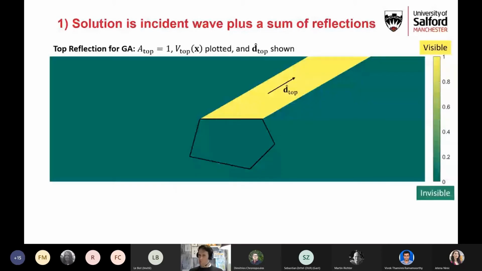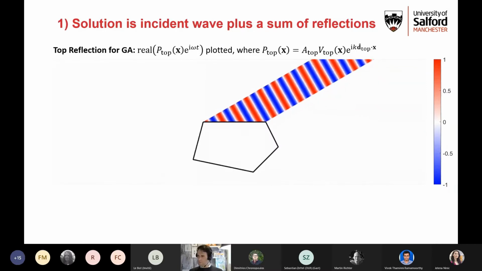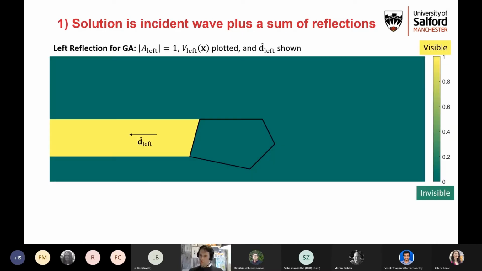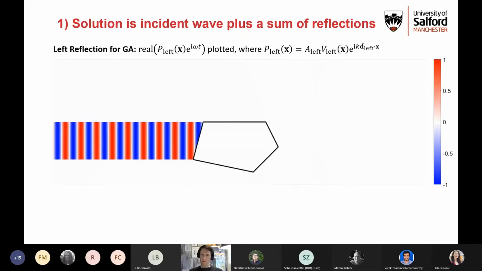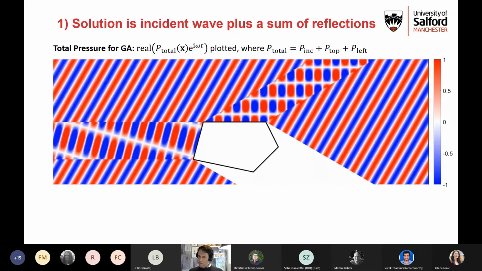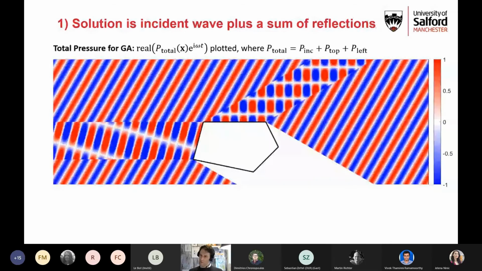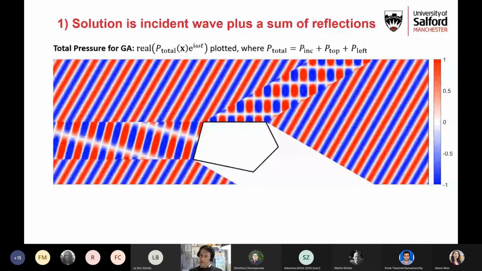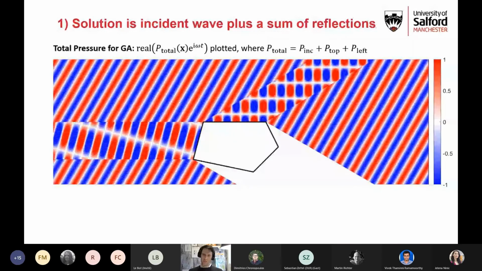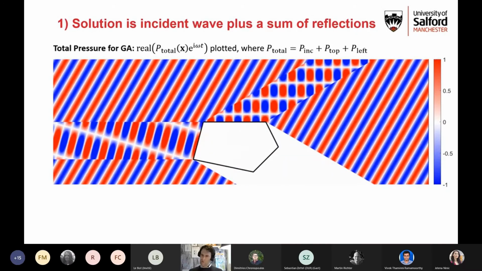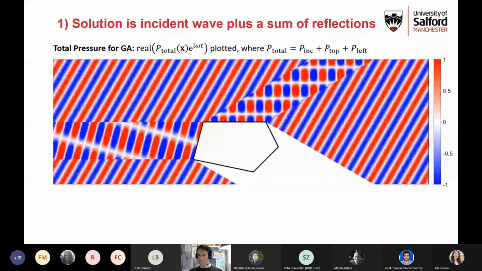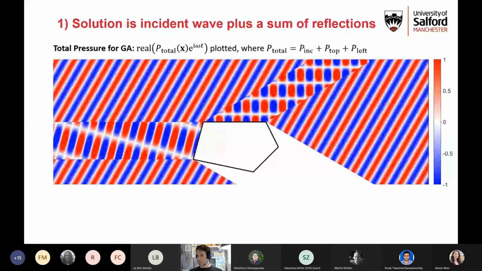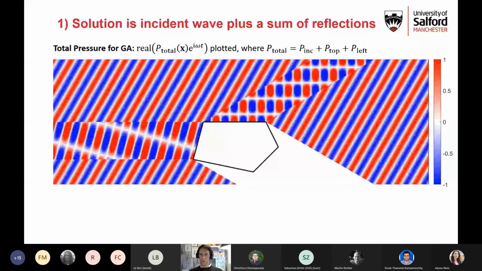So let's look at the one off the top. There's its direction vector, there's its visibility function, and it will go out rather like that. Same thing for the one on the left. There's its visibility function, there's its vector. It will go off rather like that. And if you put these all together, you'll get this pattern. Because I'm using phased beams, we now see some interference patterns, which you wouldn't see in an energy method, just due to these plane waves and the reflections overlapping. But you can clearly see where the boundaries are between these reflected waves and these shadow zones. So that's P total is P inc plus P top plus P left.